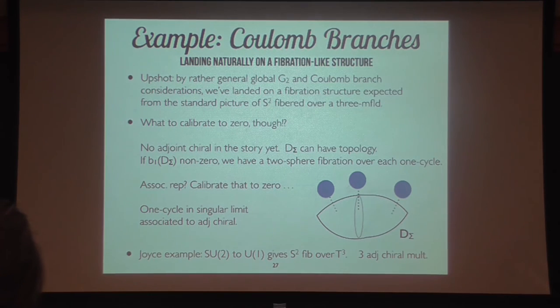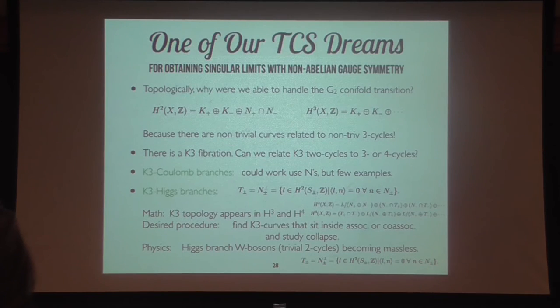So Dave and I had this proposal to use 3 manifolds and 4 manifolds to get gauge enhancement, since you can't calibrate 2 cycles directly. And we're seeing that it's a fairly natural structure. Okay, so one of our dreams for obtaining singular limits with non-abelian gauge symmetry. Okay, good. Then I will say this.